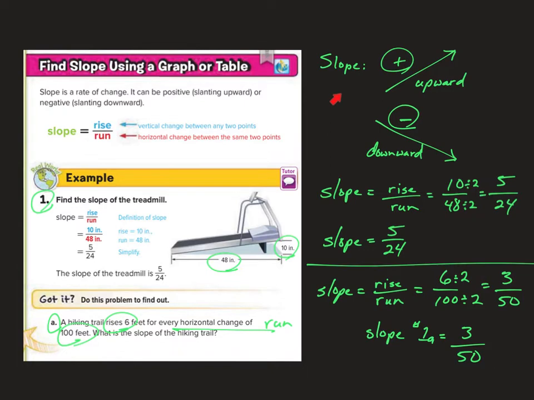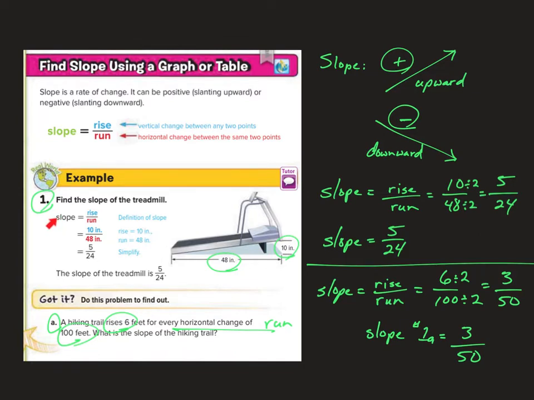We can tell by the slope of a line if it's positive or negative by looking at the way it slopes or the way it points. So if the line is facing upward to the right, it's positive. If it's facing downward to the right, it's negative. Once again, slope is rise over run, which is the vertical change between any 2 points, and the horizontal change between any 2 points. So here's an example.